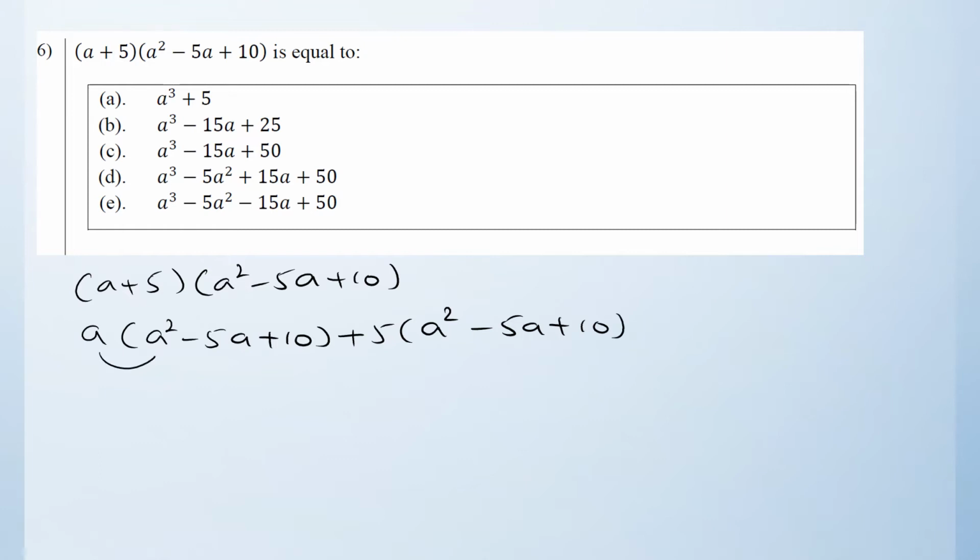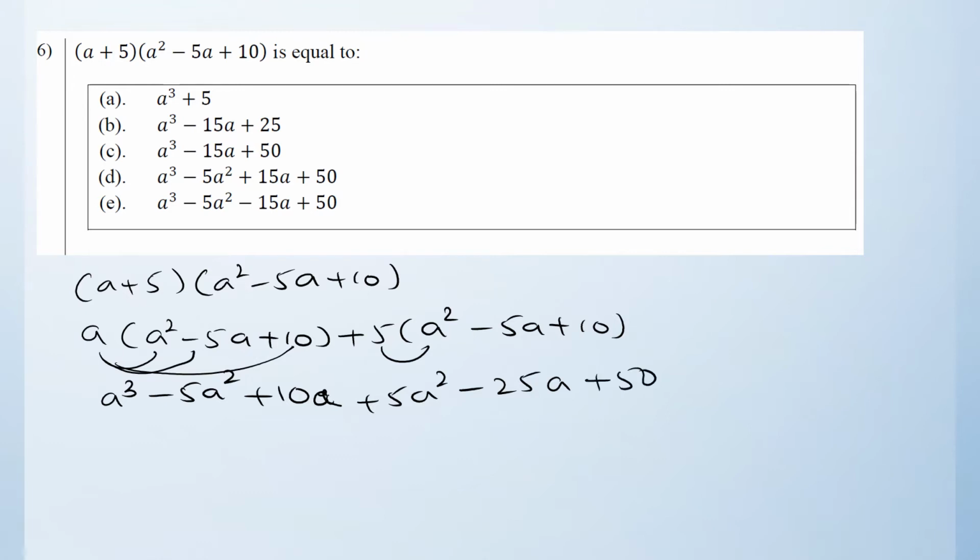Then we have a cube minus 5a squared plus 10a plus 5a squared minus 25a plus 50. These two will be cancelled. Then we have a cube, 10a minus 25a, minus 15a plus 50. So the answer is C only.